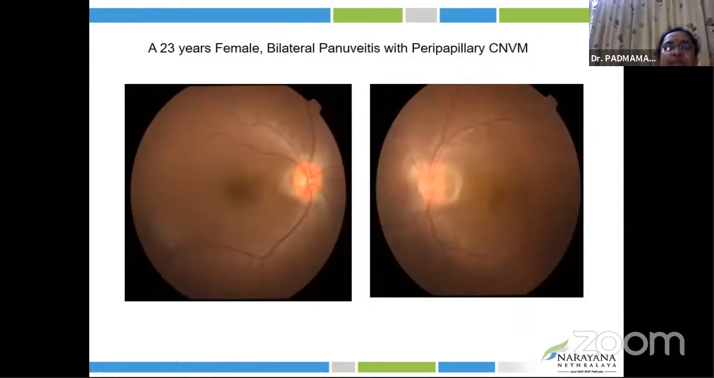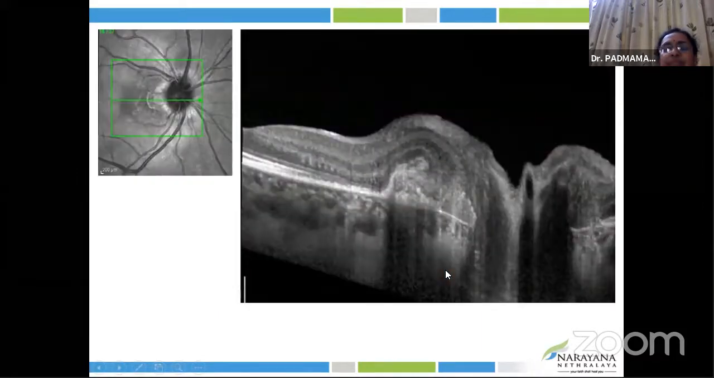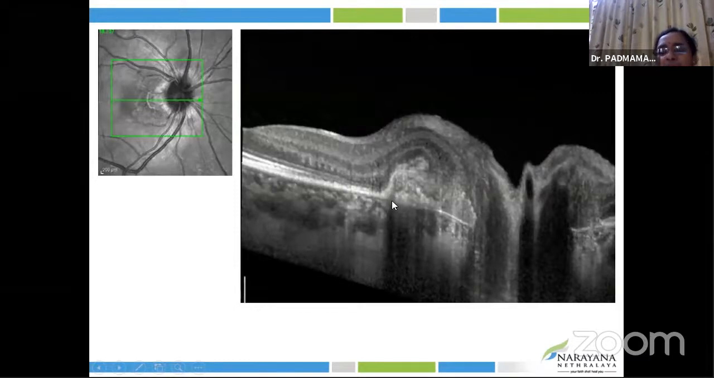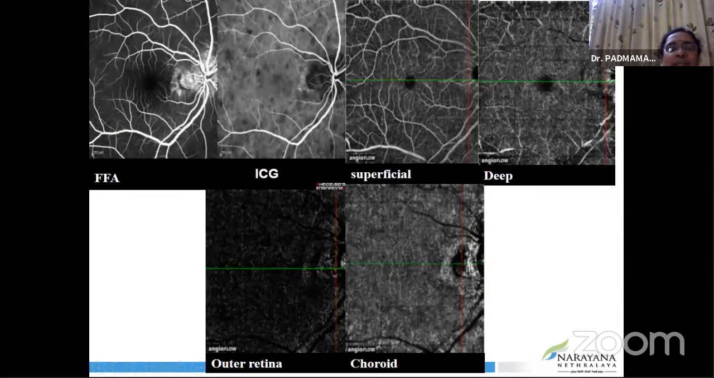Here, a 23-year-old female with bilateral panuveitis with suspected peripapillary CNVM in both eyes. OCT shows there is a break in the RPE-Bruch's membrane with hyperreflective echoes in the outer retina, confirming the presence of CNVM. In the left eye, in addition to the break, you could see fluid-filled cystic spaces within the retina as well. In addition to that, you could see hyperreflective dots in the vitreous cavity suggestive of active inflammation. Here is the multimodal imaging.